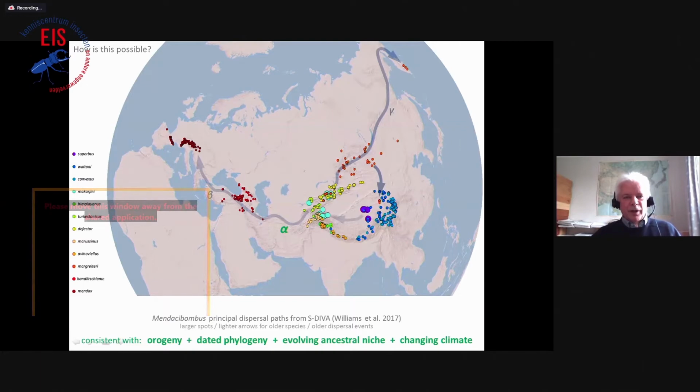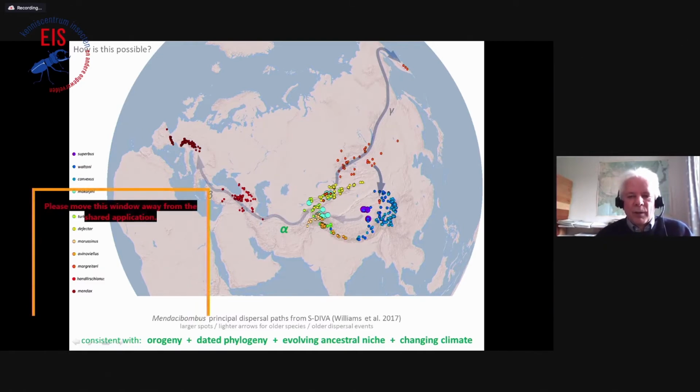So what we're doing here is putting together the information on the orogeny, the uplift of the mountain chains, from the genes to say when these bees are likely to have moved between different places, to look at the ancestral climatic niches of those bumblebees at that time, and to look at the changing climates, and to identify from that the most likely scenarios for these things to have used these corridors to get from Asia into Europe. And they do fit in this case.